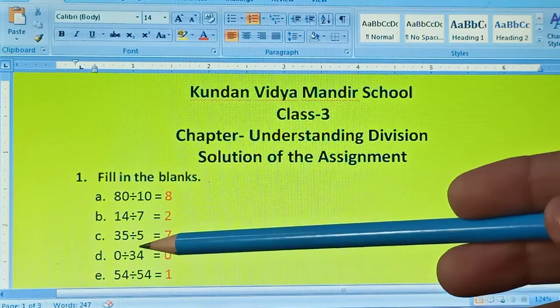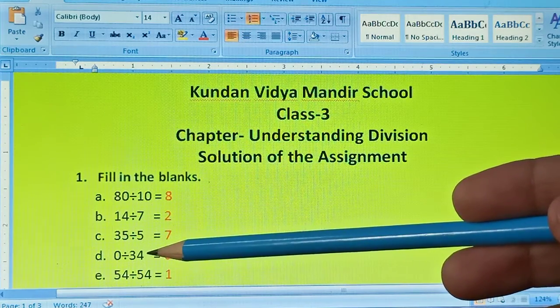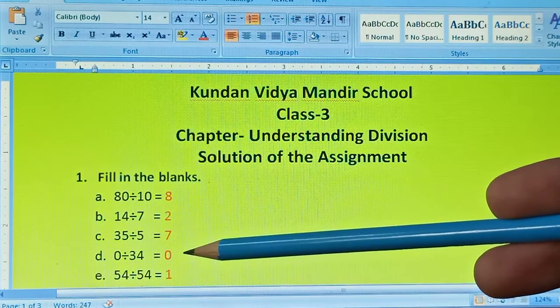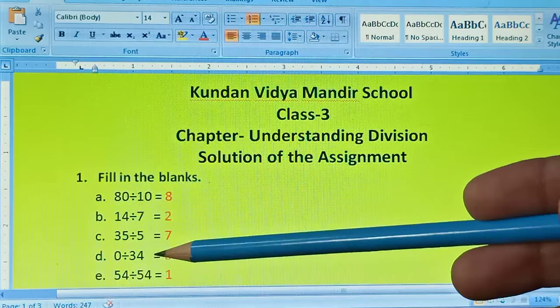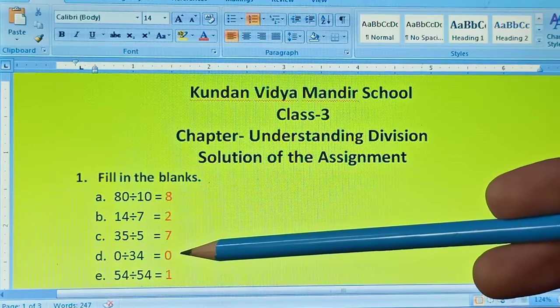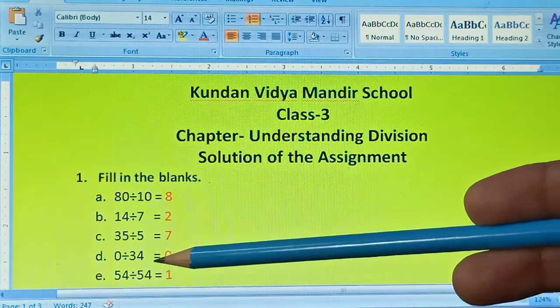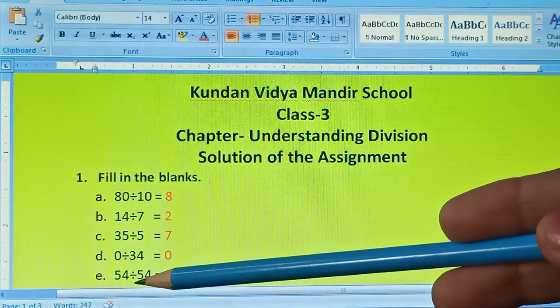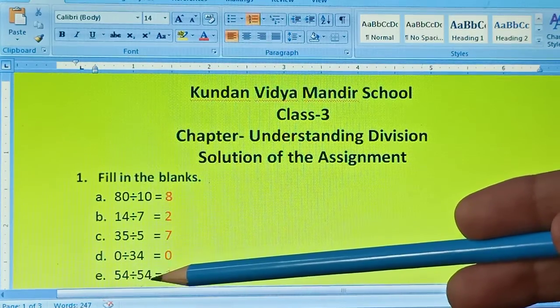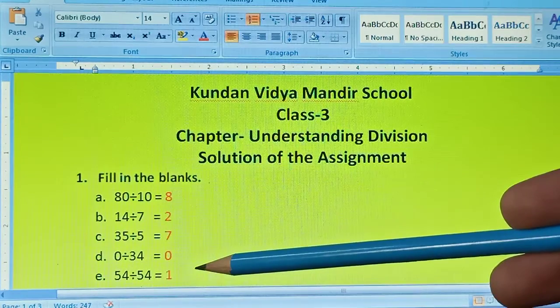Now further, 0 divided by 34. Now here you will use the property of division. 0 divided by any non-zero number is always 0. Okay. 54 divided by 54. Any non-zero number divided by itself gives 1. Okay.